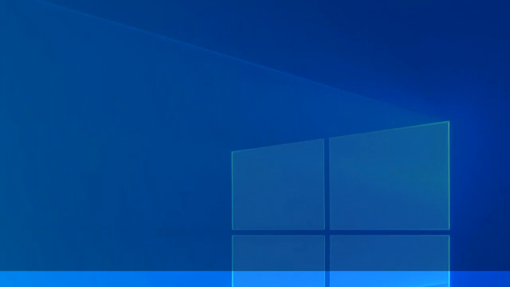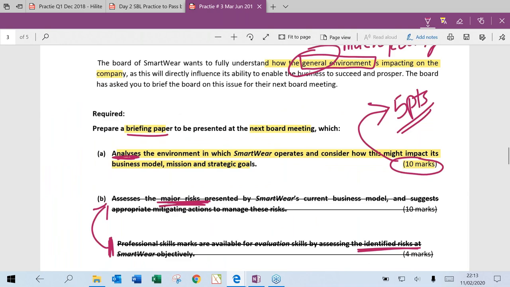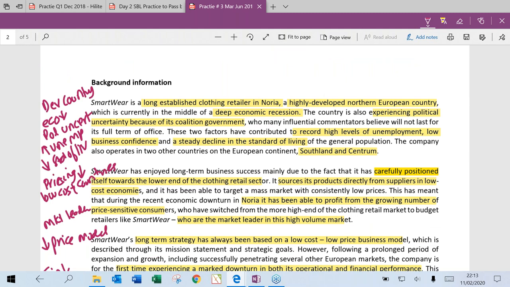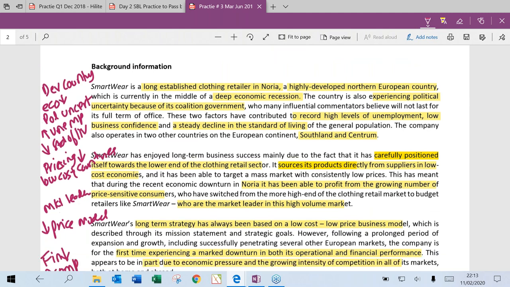For government, let me, did we mark anything about government? We talked about developing country, economy, political uncertainty here. Oh, I saw something like political uncertainty, this one. The country is experiencing political uncertainty because of its coalition government, which we believe will not last for its full term. We got political. Okay, what else?